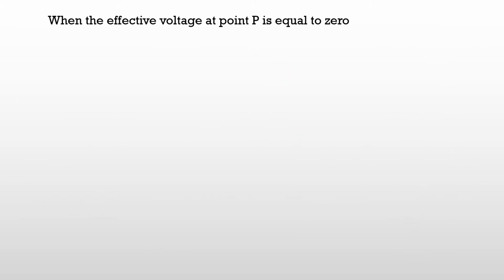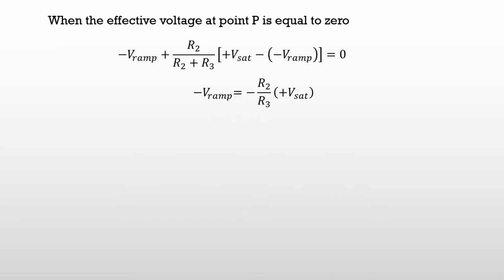When the effective voltage at point P is equal to 0 volt, equating it to 0, we get minus V ramp is equal to minus R2 divided by R3 times plus Vsat. So we have got the negative voltage, which is nothing but the LTP value of the Schmitt trigger circuit. Minus V ramp is the lower trigger point of the Schmitt trigger circuit. Now, to find the other end, plus V ramp, using the same concept.